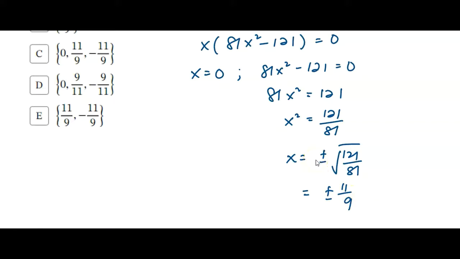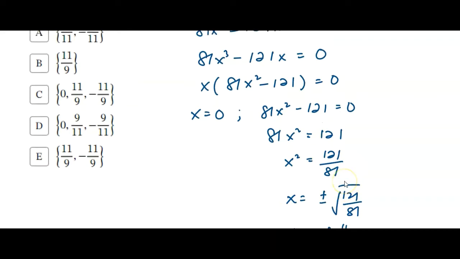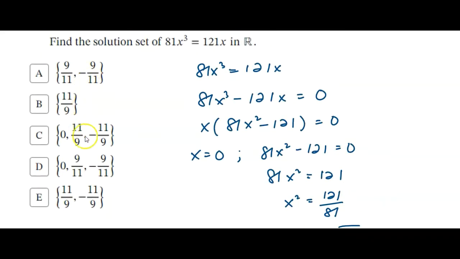So in total, I got three roots. First is x equals to 0. Second one is positive 11 over 9. The third one is negative 11 over 9. The answer has to be C.